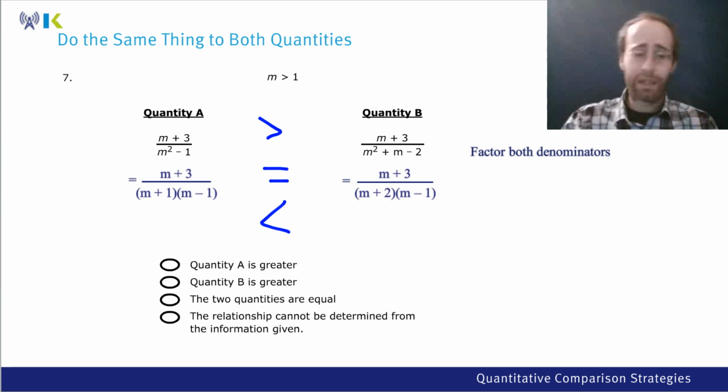There's several different things that I could do. One thing I could do is multiply both sides by m plus 1. That way the m minus 1 on both denominators would get canceled out.